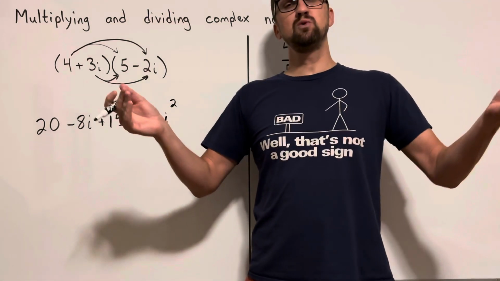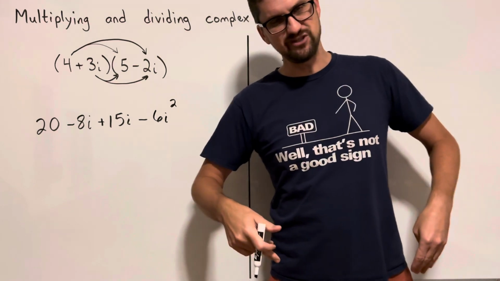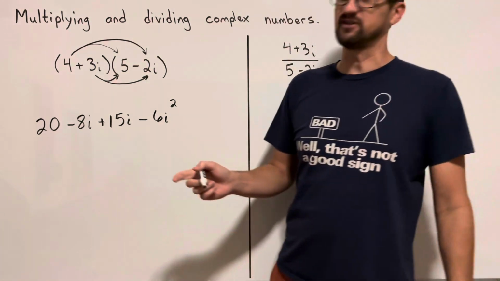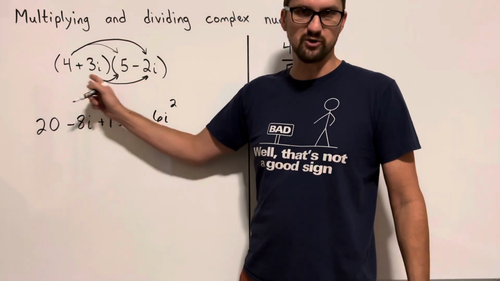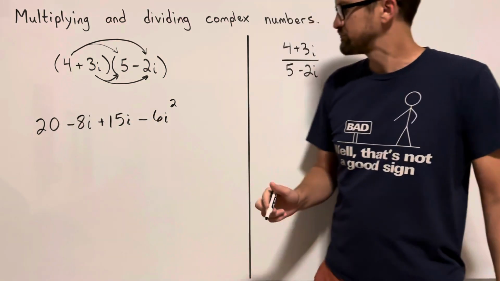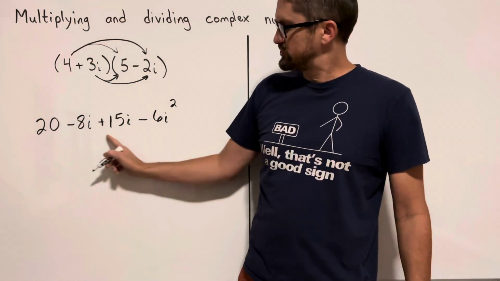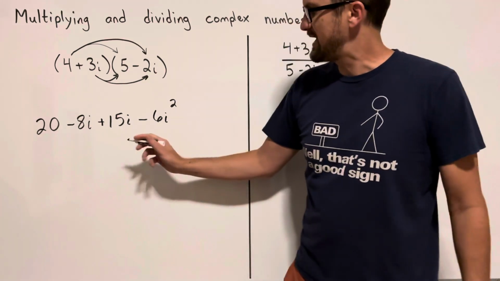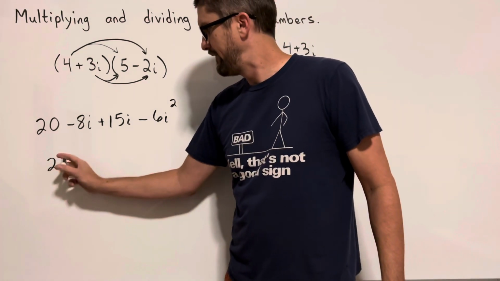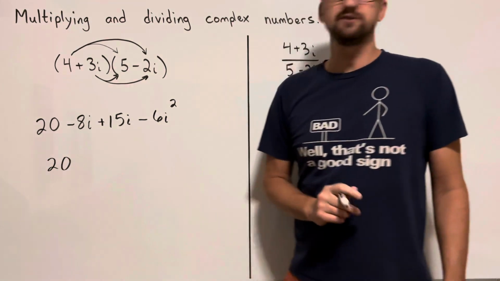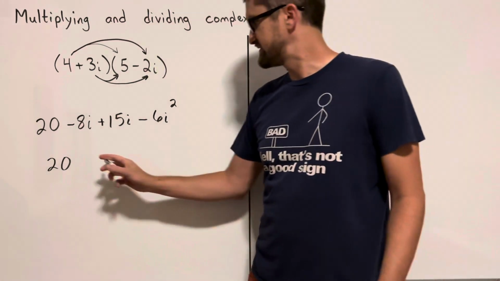Now what you want to do is simplify this down into standard form of a complex number, where you have a real part and an imaginary part, a plus bi. These two inner terms are like terms, we can combine those. Negative 8 plus 15 is 7, so we have 7i.